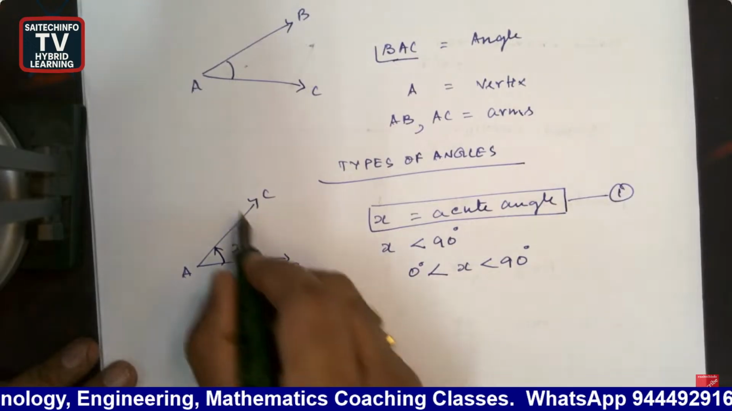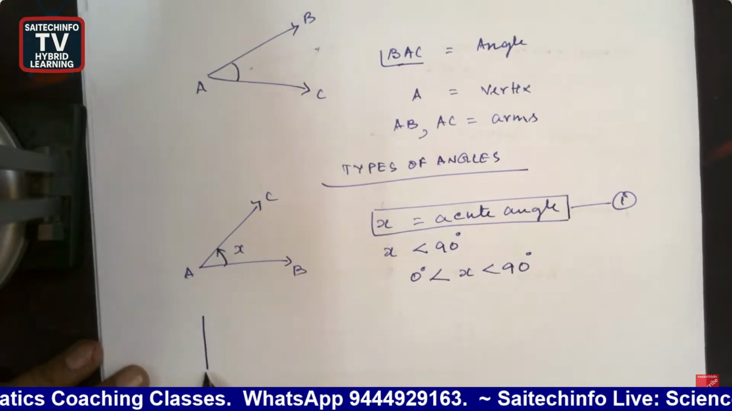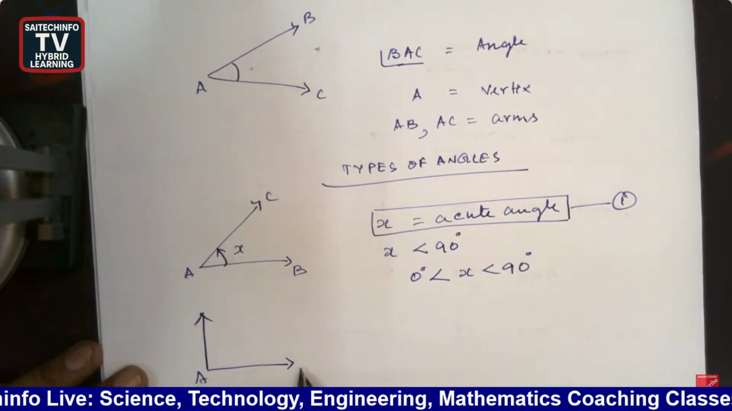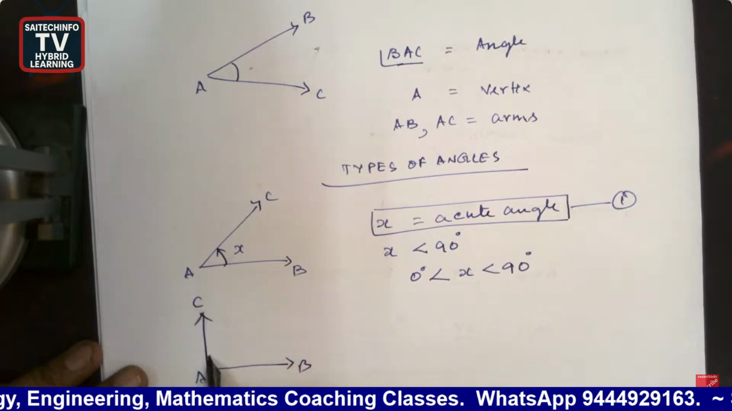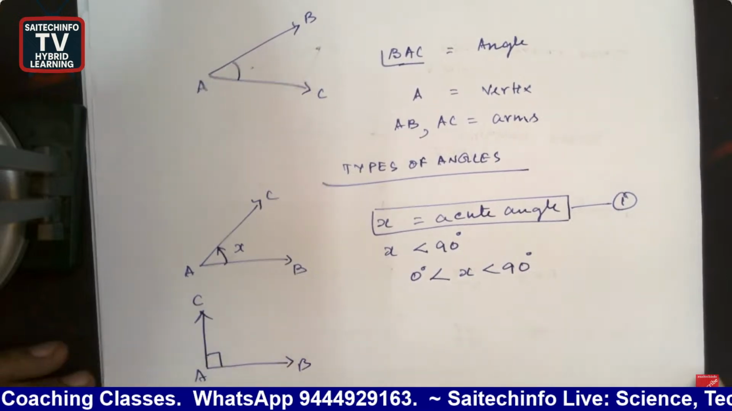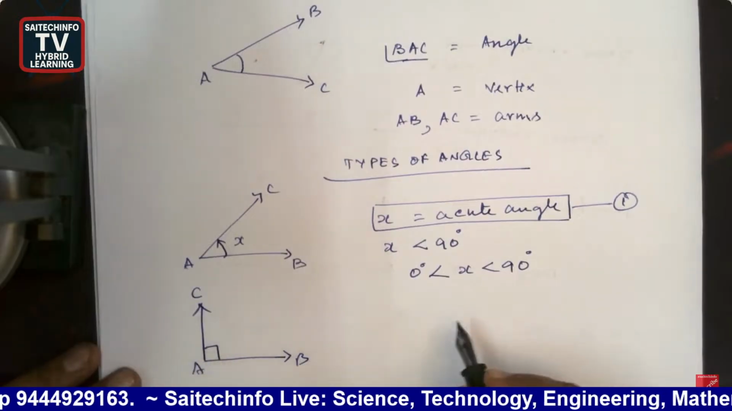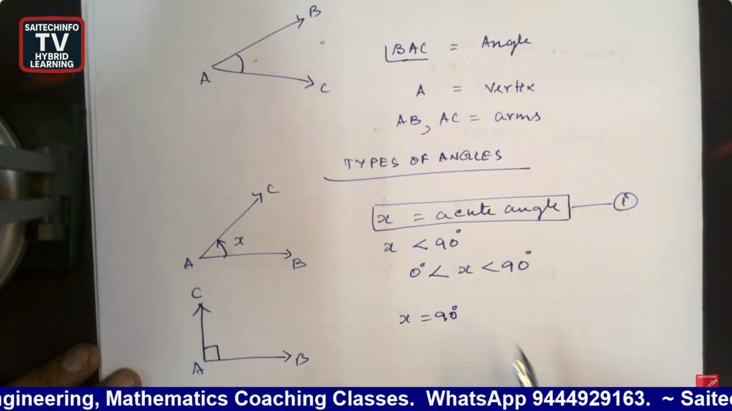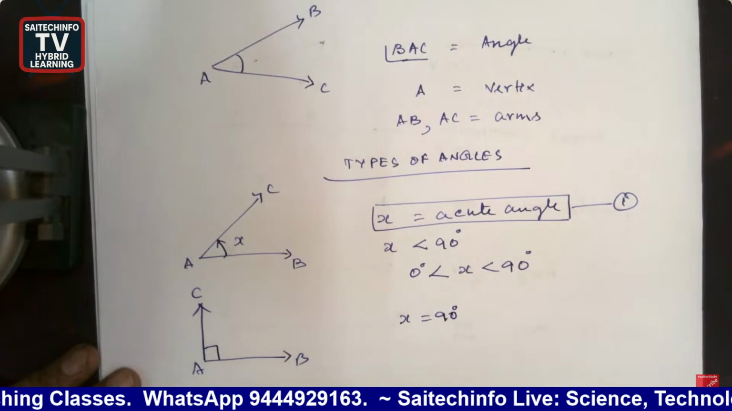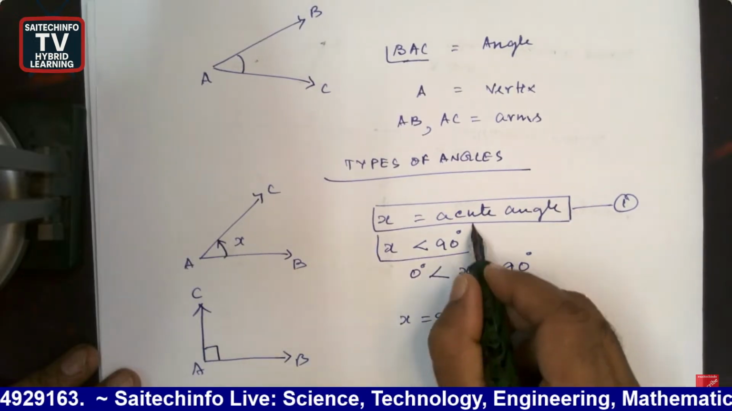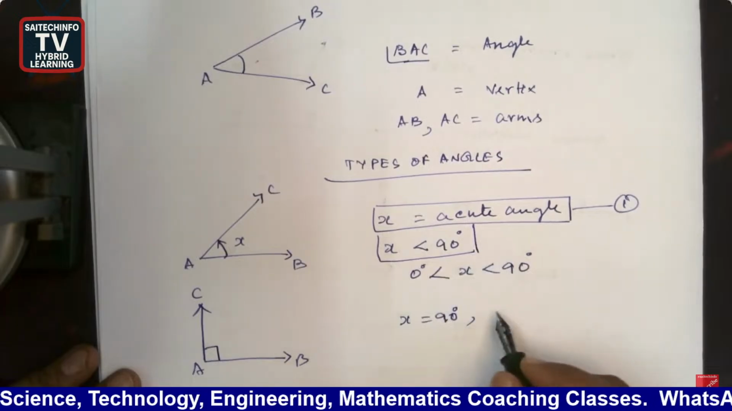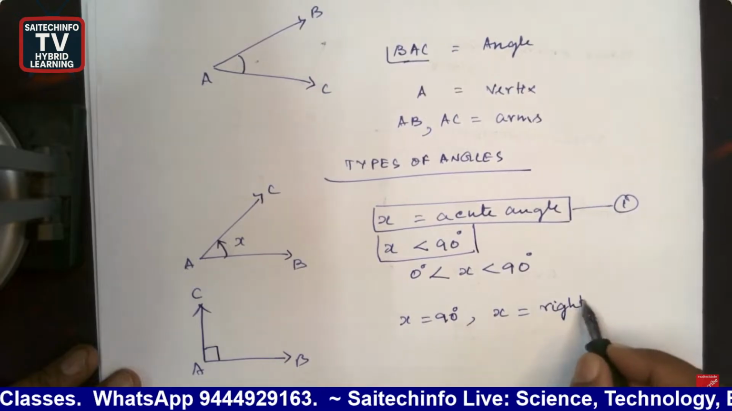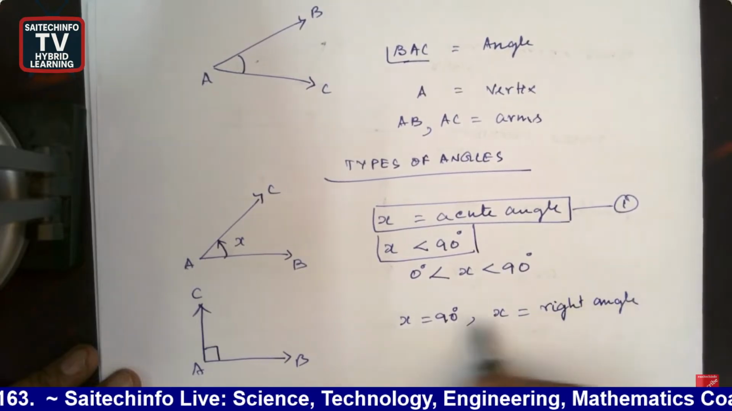Now the angle between the two arms is 90 degrees. So this is A, this is B, this is C. A 90 degree angle is represented like this, as a rectangle. So here X is equal to 90 degrees. So in that case, X is called a right angle. Got it?